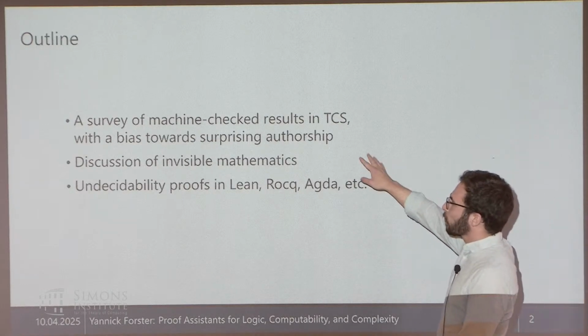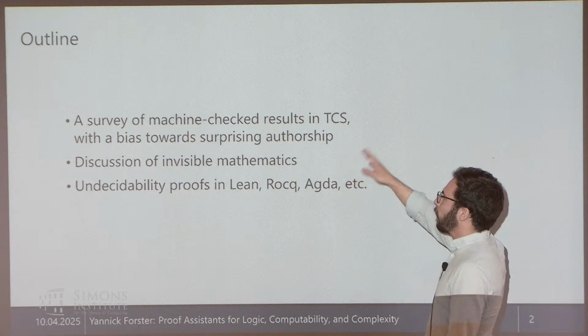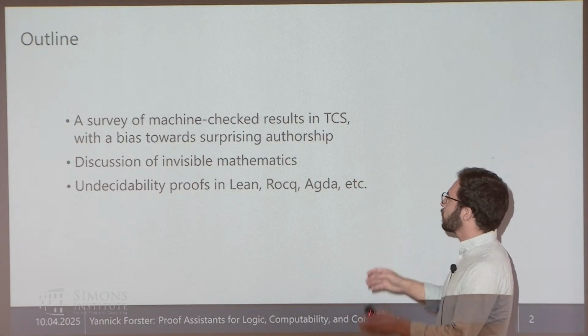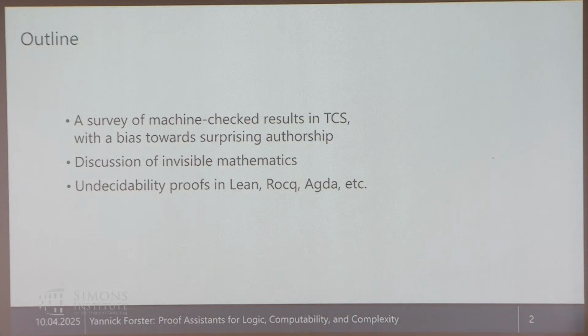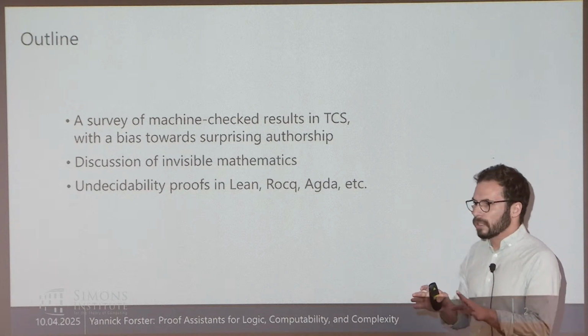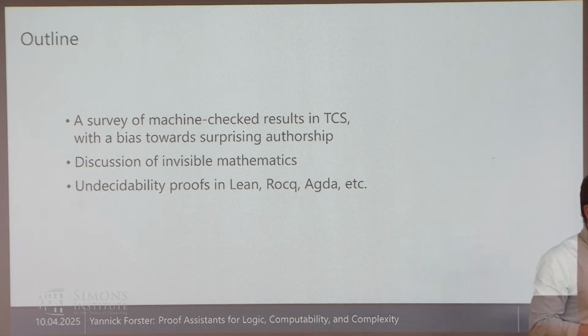So I'll start with a bit of surveying my favorite machine-checked results, results formalized in proof assistants in theoretical computer science. And because that's more interesting, I'm doing a bit of a bias here towards surprising authorship. So not the usual people who write these kinds of papers in the last 20, 30 years that we have this area. Then I'll discuss invisible mathematics. That's a term that was at least implicitly mentioned as a concept 1 or 2 times, like the things you do not write on paper, but the things you do need to make explicit in a proof assistant.